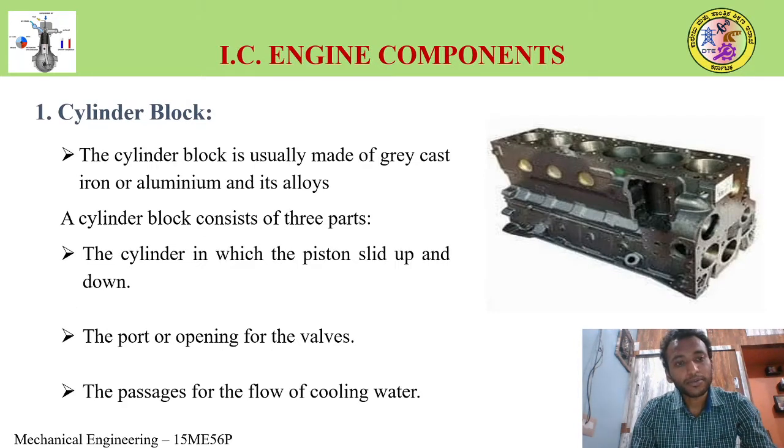So what are the materials used to prepare this cylinder block? It is usually made up of grey cast iron or aluminum and its alloys. The cylinder block mainly consists of three parts: the cylinder in which pistons slide up and down, that is the piston having a reciprocating motion; the ports or openings for the valves, where the fuel is entering into the system and the exhaust gases are flowing out of the system; and the passage for the flow of cooling water, the cooling system.